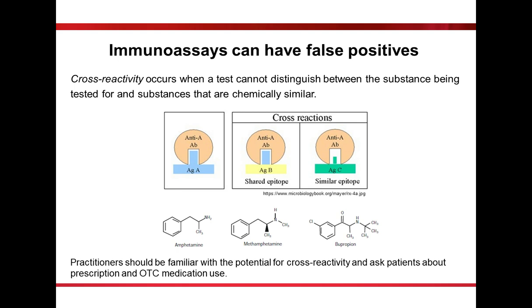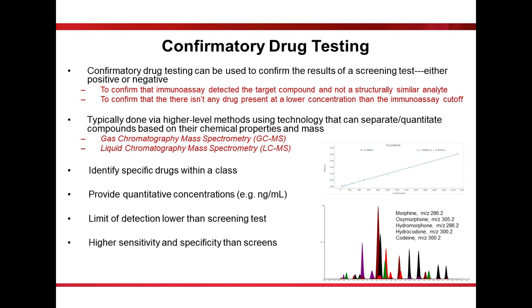This is also where confirmation testing comes into play and comes in very handy. So confirmatory drug testing can be used to confirm the results of a screening test, whether it's positive or negative. So it can be used to confirm that the screening test in fact detected the target compound and not something that's just structurally similar. But you could also use it to confirm that there isn't any drug present at a concentration that's below the cutoff threshold.